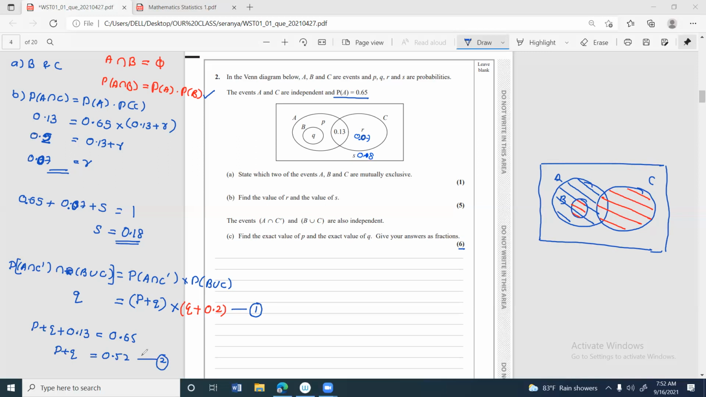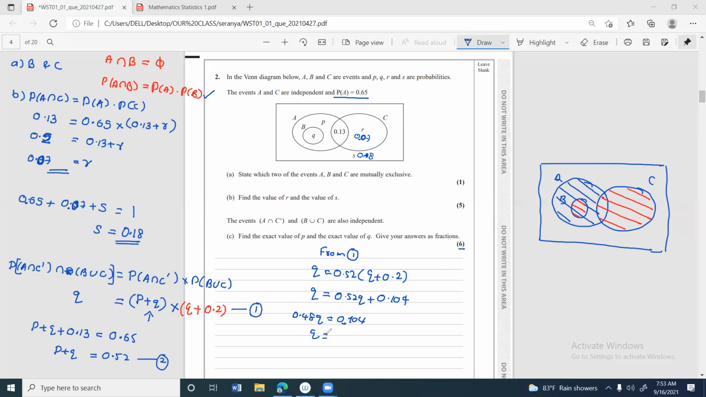Then what can I do? I can replace the 0.52 over here. Then from equation 1, Q is equal to 0.52 times (Q plus 0.2). If we expand this bracket, Q is equal to 0.52 Q plus 0.52 into 0.2, which is 0.104. From this information, bringing it here, 0.48 Q equals 0.104. With that, you can get the answer for Q.